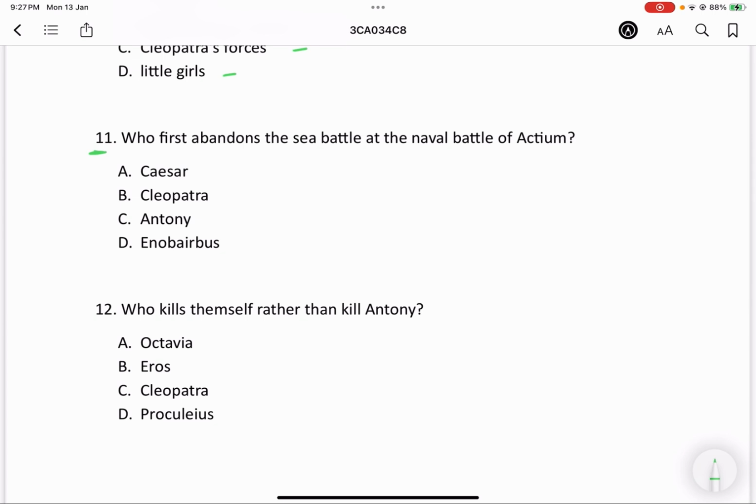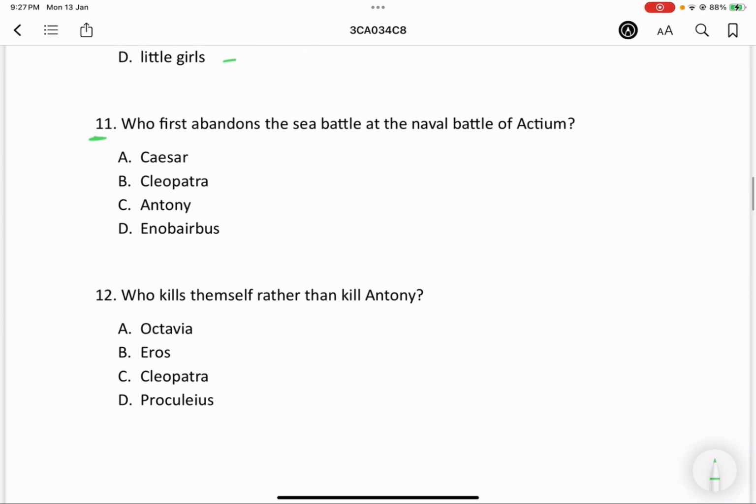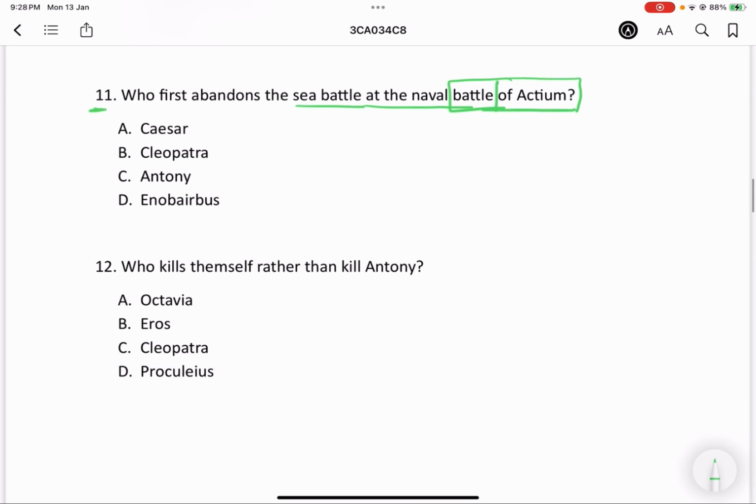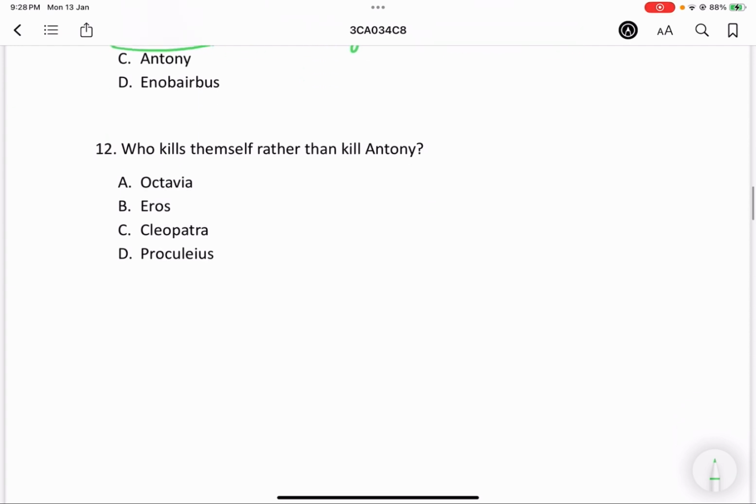Now, question number 11. Who first abandons the sea battle at the naval battle of Actium? It's also an important battle which features in the plot. Who abandons it? And the correct answer is Cleopatra. Cleopatra, who was fighting alongside Antony, abandons the battle and retreats, seeing which Antony also retreats.